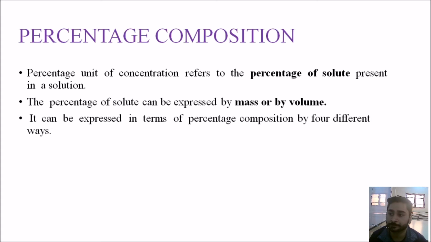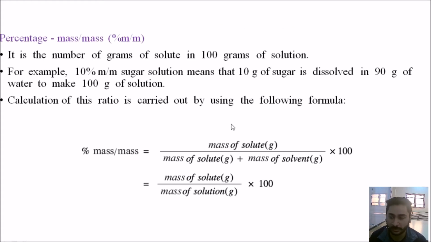called percentage composition. Percentage composition is actually the percentage of solute in the solution. Okay, so whatever is the percentage of your solute in the solution, that is called percentage composition, and it is another way of expressing concentration of the solutions. Okay, so we have four different ways in which we can have percentage composition. Let's look at the first one.